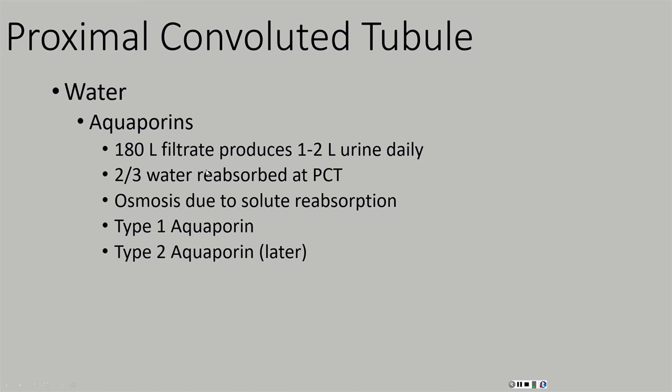How much water do we reabsorb? Well, 180 liters of filtrate produces 1 to 2 liters of urine daily. So what happens to all of that other filtrate? Most of it is water, and most of it is reabsorbed. By far and away, most of that water is reabsorbed. We went from 180 liters, that was mostly water, to 1 to 2 liters, that is mostly water.